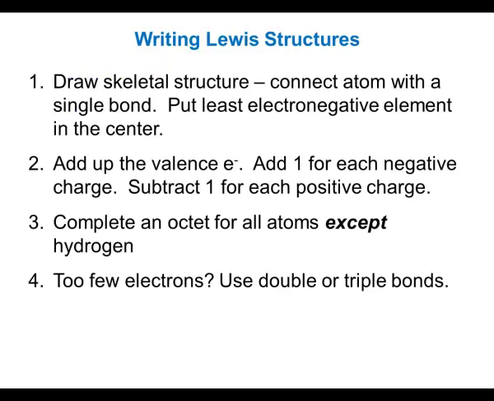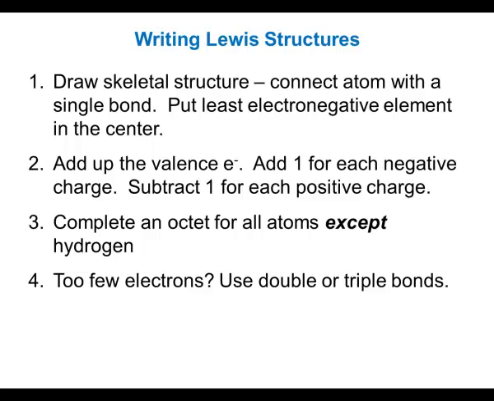To write Lewis structures, you first draw the skeletal structure. You connect the atoms with single bonds. Put the least electronegative element in the center. Second, add up the valence electrons. Add 1 for each negative charge, subtract 1 for each positive charge.